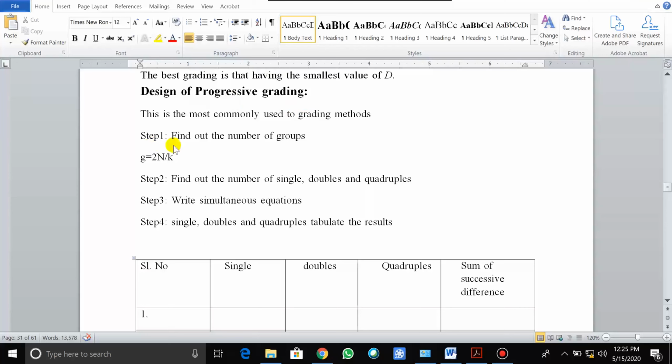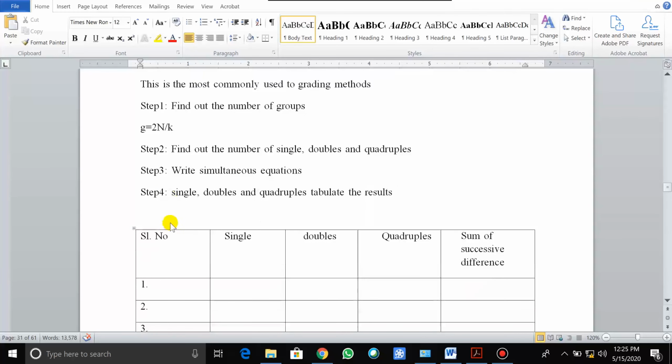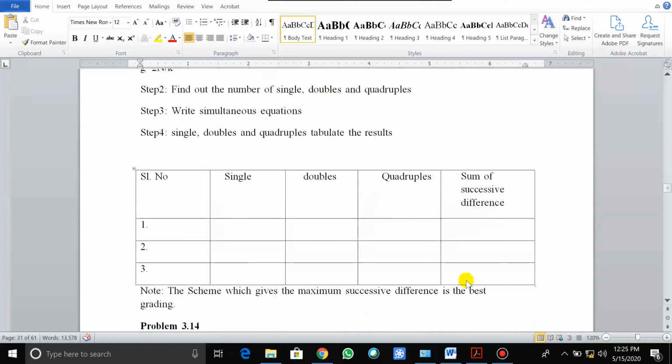In step 1, we need to find out the number of groups by the formula G = 2n/k. In step 2, we need to find the number of singles, doubles or quadruples. Then in step 3, we need to write the simultaneous equations. In step 4, we have to find the singles, doubles, quadruples and tabulate the results.